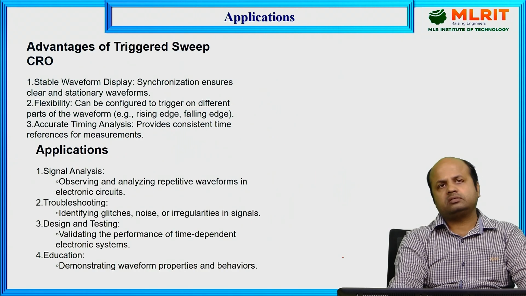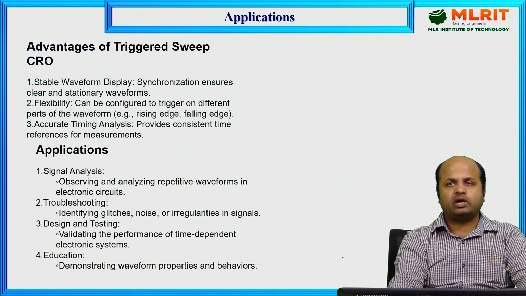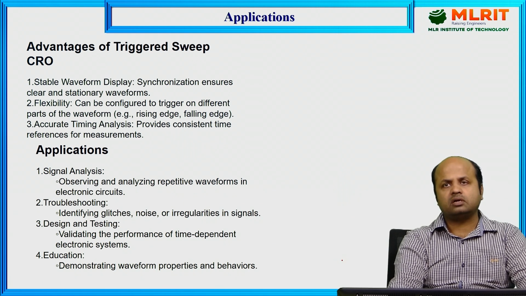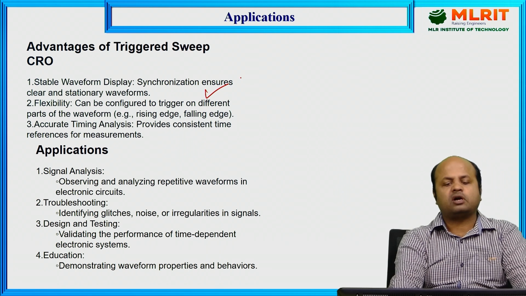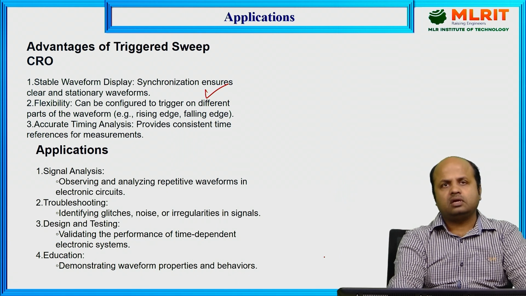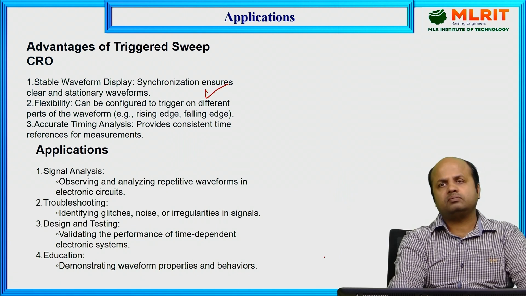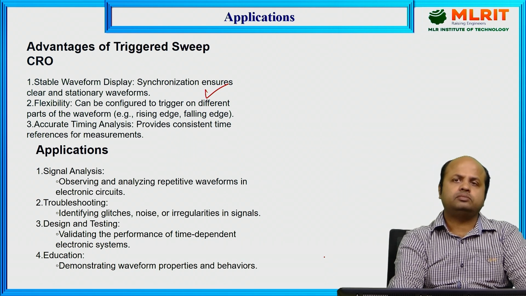What are the advantages of triggered sweep CRO? It provides a stable waveform display. It ensures synchronization and provides stability. It can be configured to trigger on different parts of the waveform, such as the rising edge, falling edge, etc. Accurate timing analysis: it provides a consistent time reference for measurements. So these are some of the advantages of triggered sweep CRO.